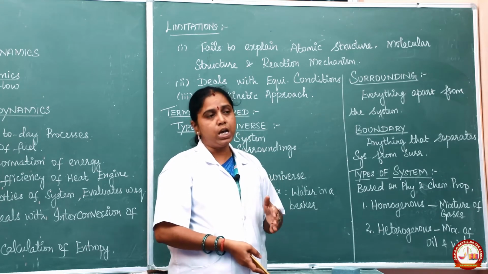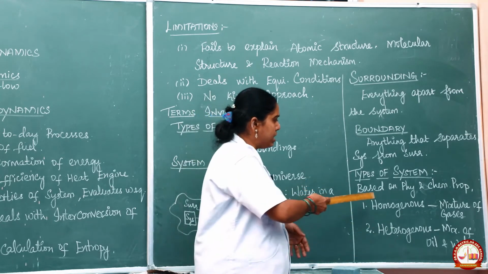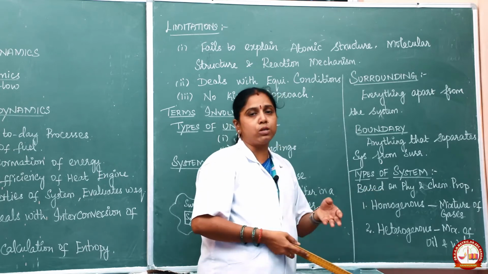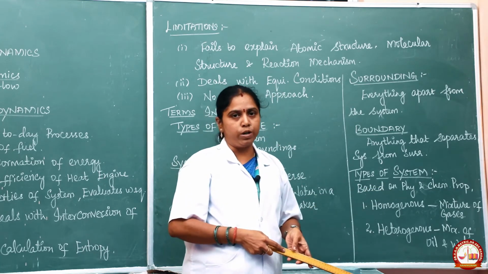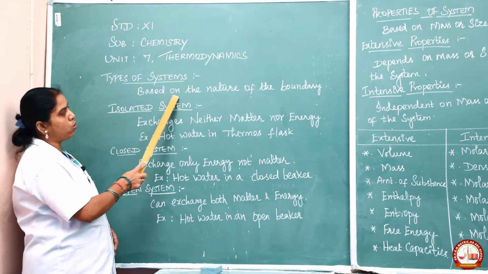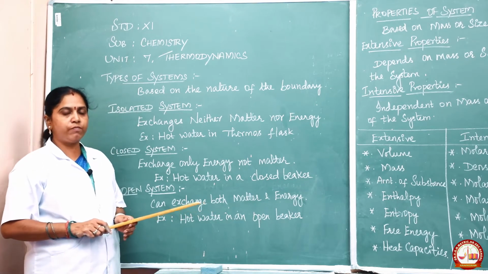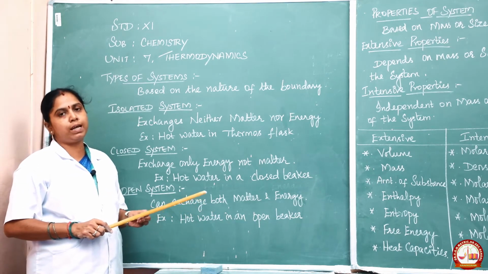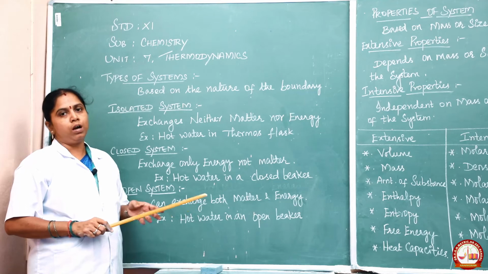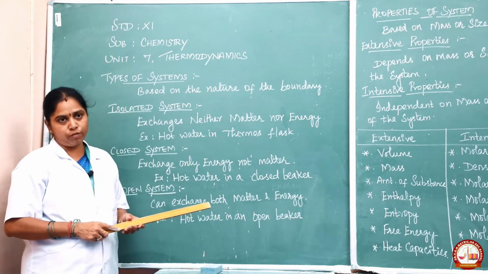That is about the heterogeneous system. Next we will see the types of system based on the nature of boundary. The next type of classification of system is based on the nature of the boundary. The first classification we have seen was based on the physical and chemical properties of the substances. Now the second classification is based on the nature of the boundary.